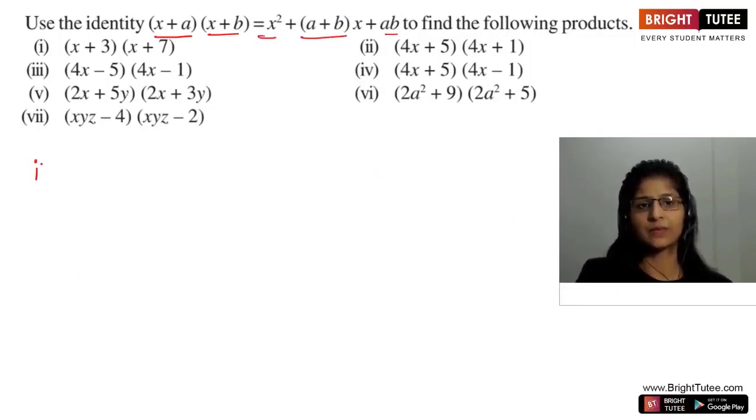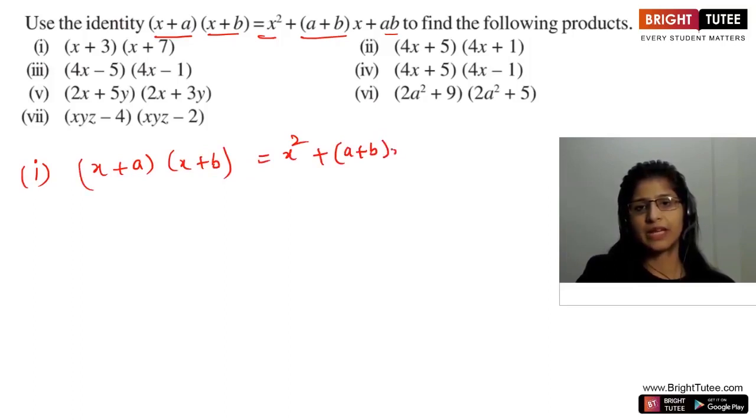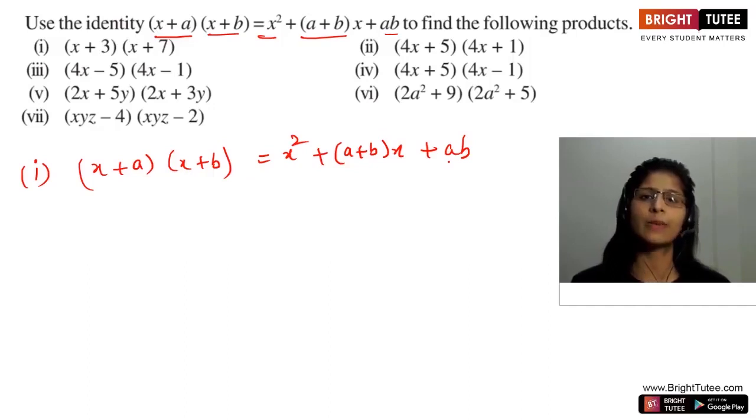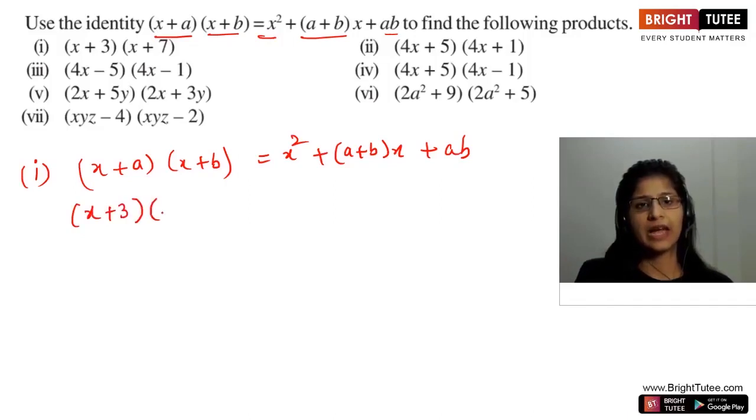Right? So in the first part of the question, I'll just keep the identity ready with me: (x plus a) into (x plus b) is equal to x square plus (a plus b)x plus ab. And I would suggest you to write this identity in all the parts again and again, so that it is learnt by just writing. Okay, you don't have to make extra efforts on it. Now, we have x plus 3 and x plus 7. So when you compare it, what is x? x is given as x only, so that is fine. What is a equal to? a is 3 and b is equal to 7.